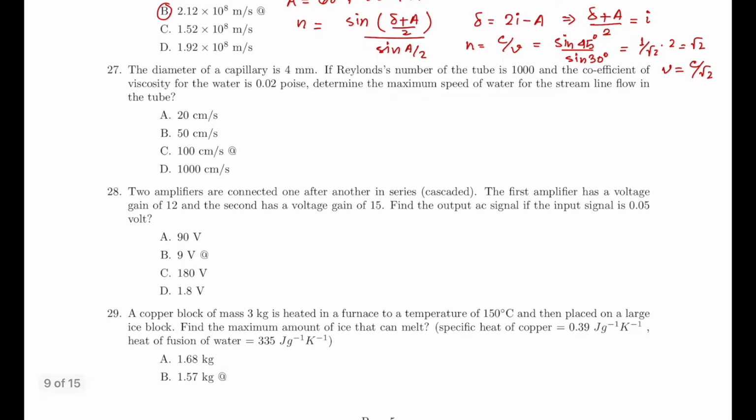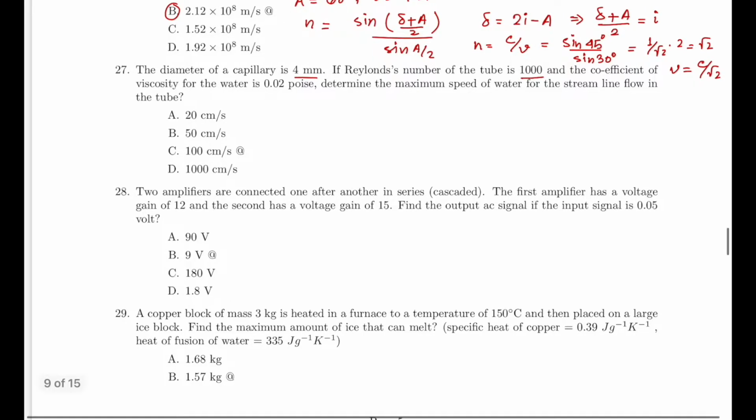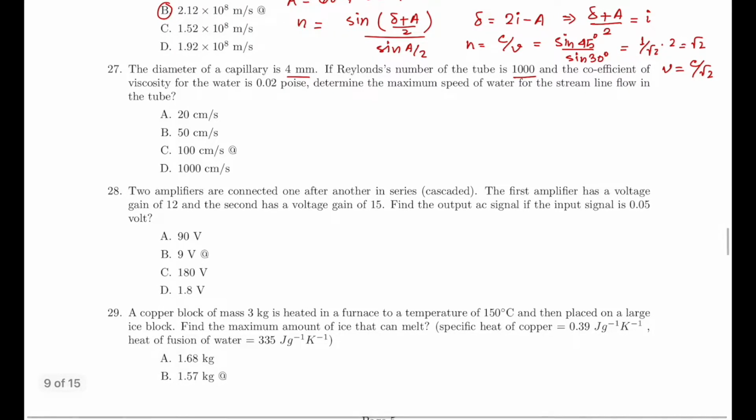Now the question is, the diameter of a capillary is 4 millimeter. If the Reynolds number of the tube is 1000, and the coefficient of viscosity of water is 0.02 poise, determine the maximum speed of water.